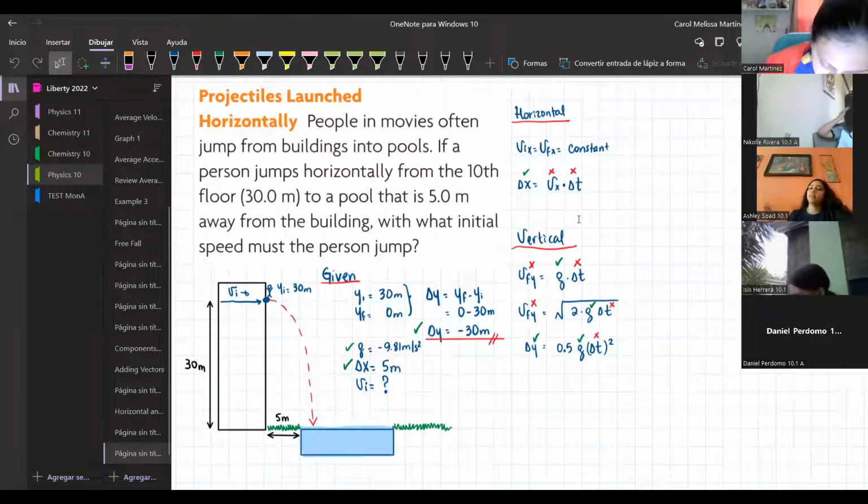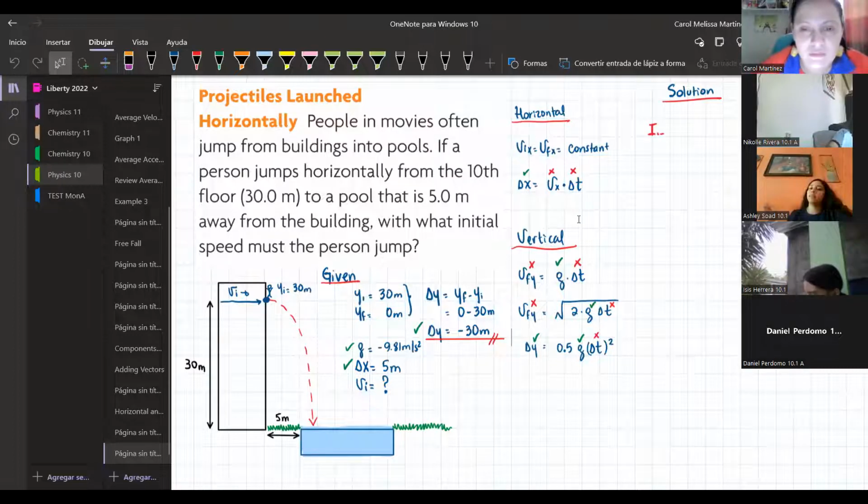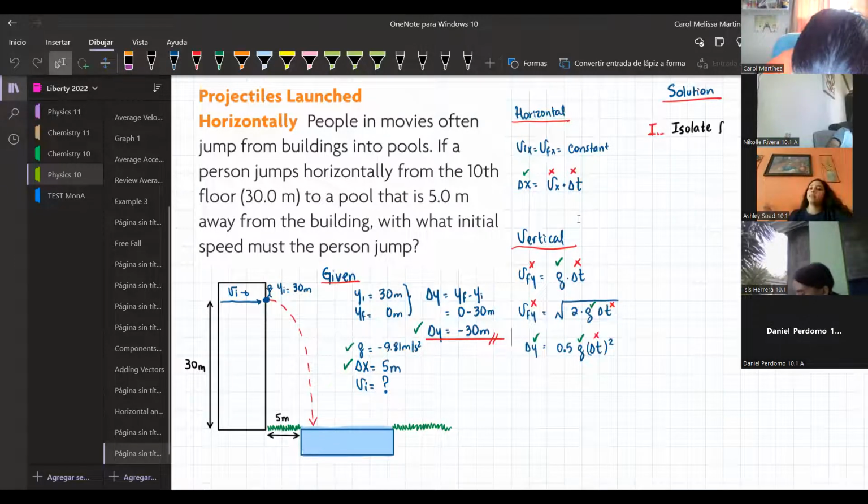So we say solution, or process of solution. Okay. In the first step, I will isolate for the time, which in this case is the unknown. So I have this formula.